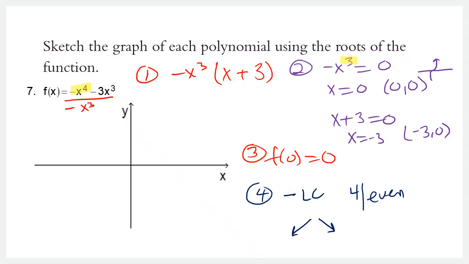So we have 0, 0. Then we have negative 3. And we're going to follow. So starting from the left, we're going to cross negative 3. We're going to come up. At 0, 0, we have a slowdown. Okay. And bam. There is our graph.